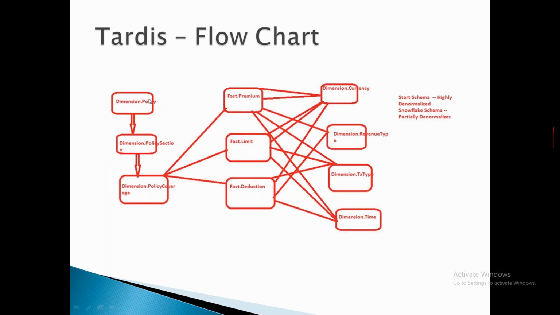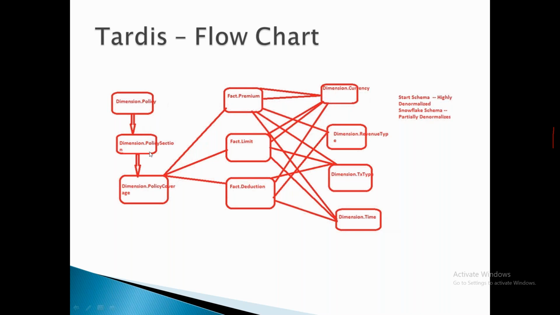Clear? Dimension policy is linked to dimension policy section. Policy section is linked to policy coverage, currency, revenue type, dimension type, and time. This is linked to this. This is linked to this. This is linked to this. Okay. So dimension time is linked to this, and dimension type is linked to this, this, and this. And dimension revenue type is linked to this and this. Revenue type is not linked to limit. Okay. And dimension currency is linked to everything. So these tables are completely linked to each and everything. And this table is completely linked. This is linked to this.